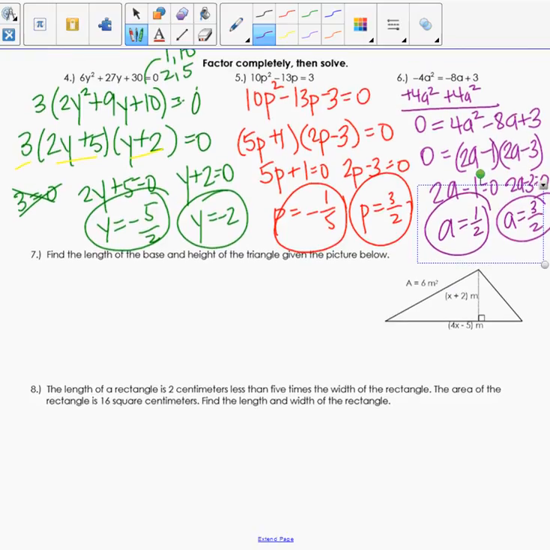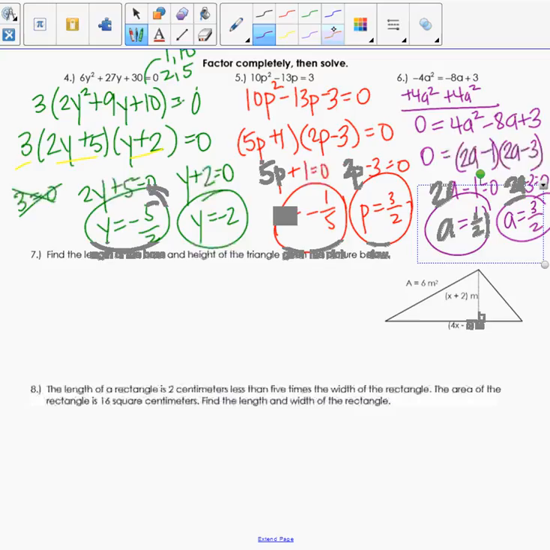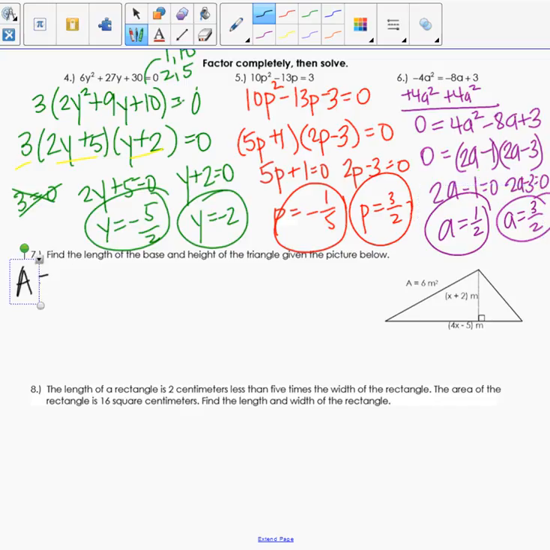Okay. All right. Now, that's just factoring, but now we're going to take factoring and do it with a little bit of context. So, number 7 says find the length of the base and the height of the triangle given. All right, well, we know area of a triangle is 1/2 base times height.